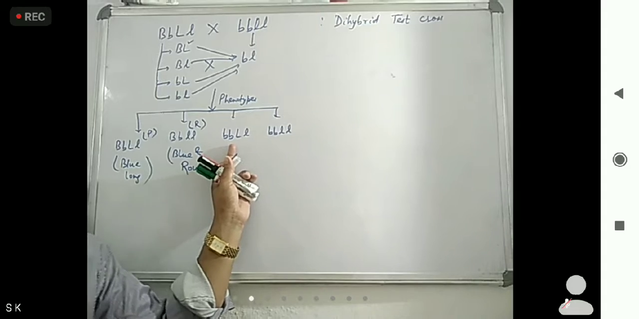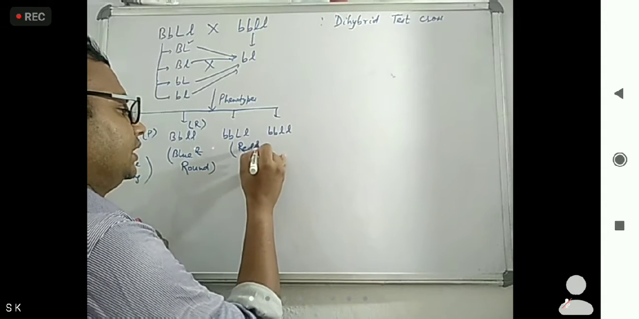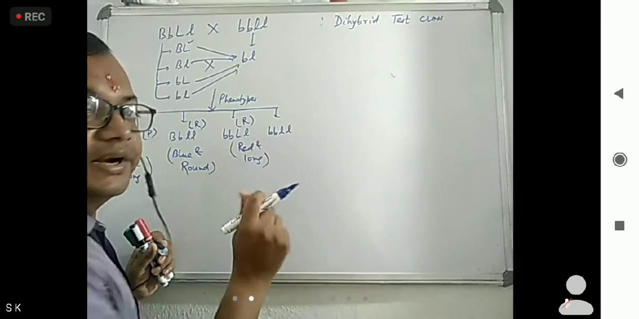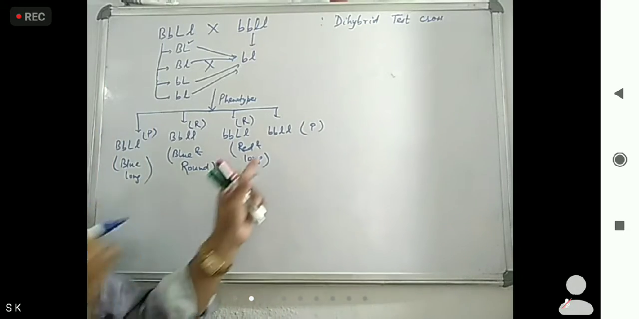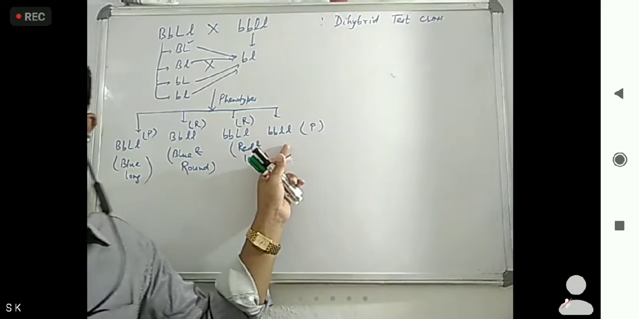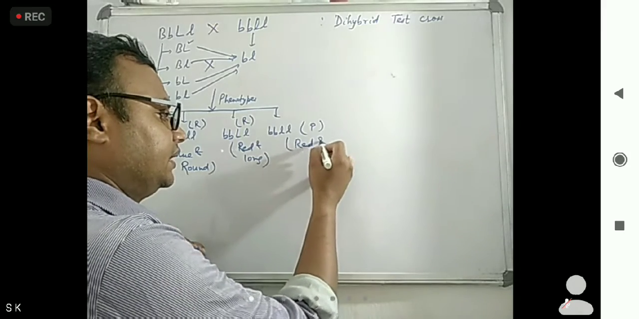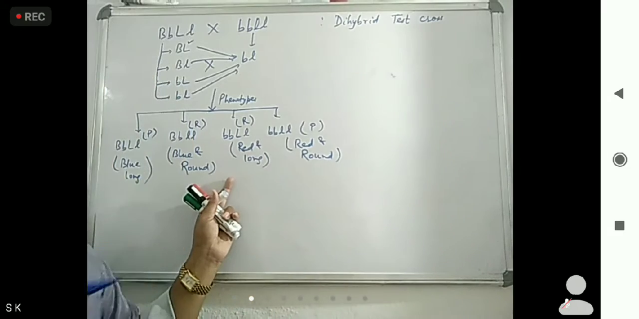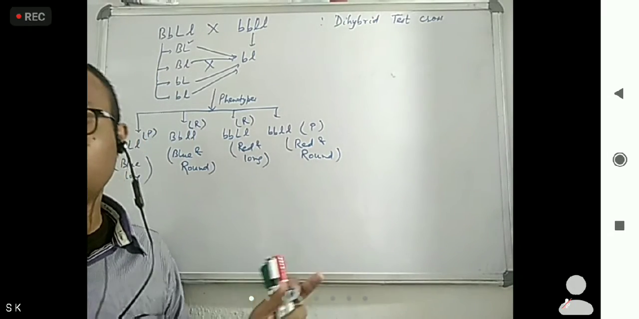Now this one, what is that? This one, this is red and long. So this is red and long. This is what? Recombinant. Mixed type is there, and this is parental. And parental means what? It is red and round. Red and round.